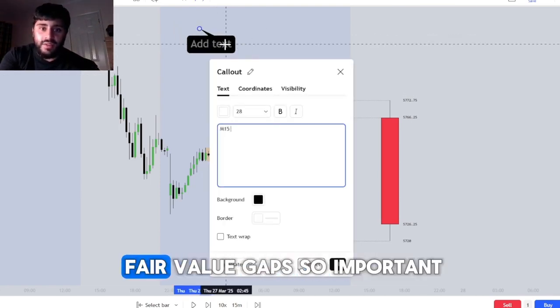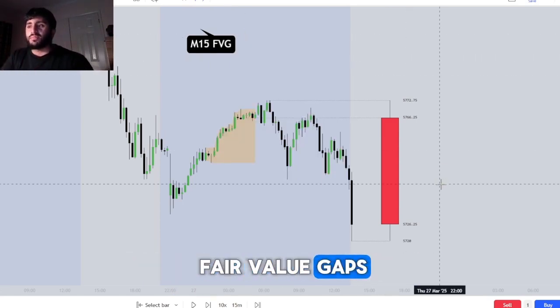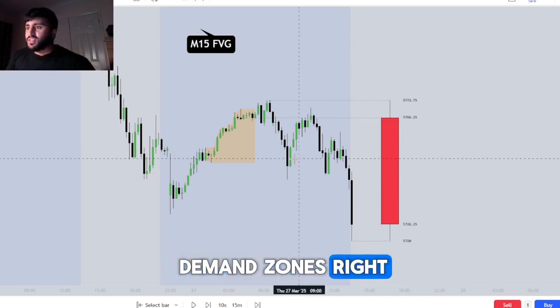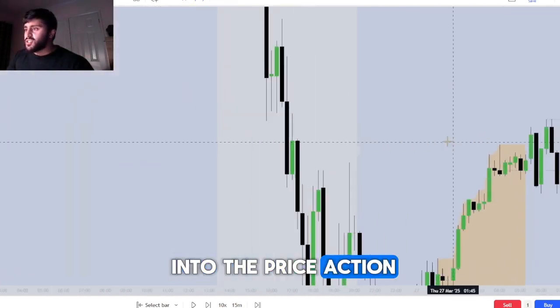Why are 15-minute fair value gaps so important? Well, the reason for that is because 15-minute fair value gaps give you supply and demand zones, right? So 15-minute fair value gaps give you supply and demand zones. So let's just zoom into the price action and see what we had, right?